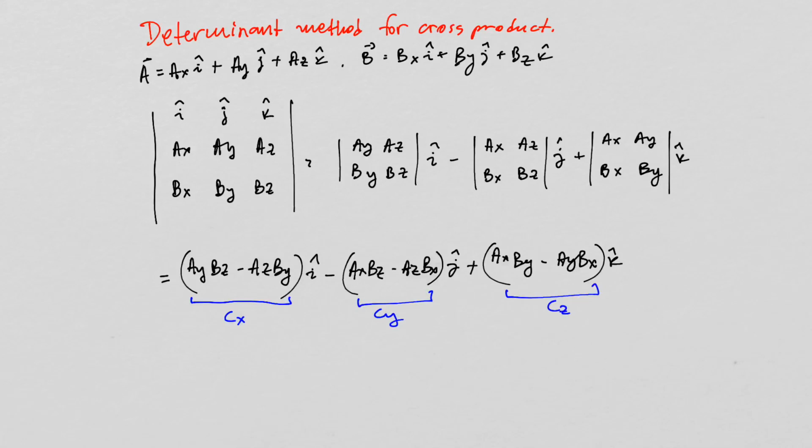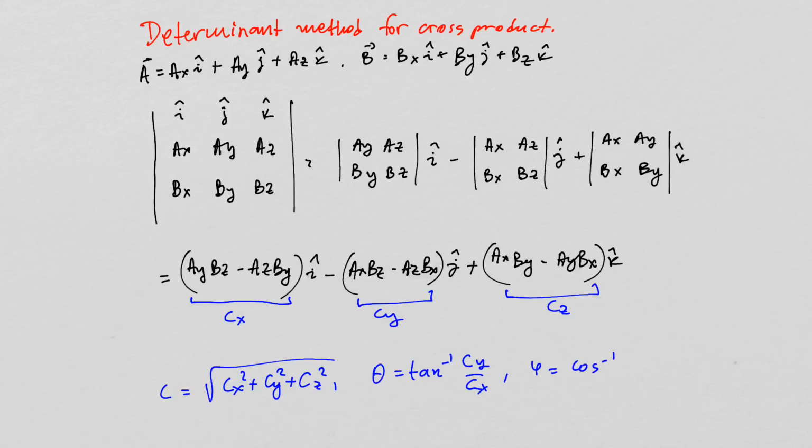Once I know those components, how do I find the magnitude of C? The magnitude of C is just the square root of Cx squared plus Cy squared plus Cz squared. The angle that it makes with the positive x-axis, theta, is calculated as the inverse tangent of Cy divided by Cx. And the angle that it's making with the z-axis, phi, is equal to the inverse cosine of Cz over C.